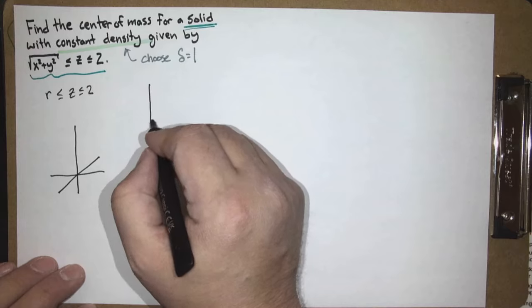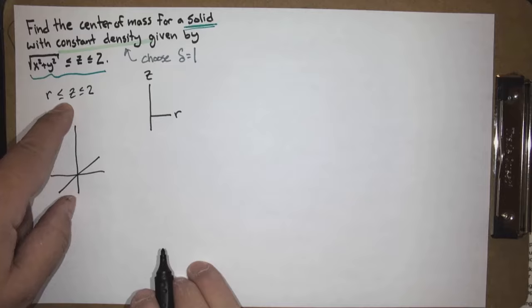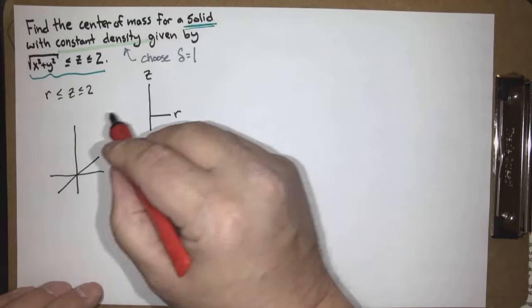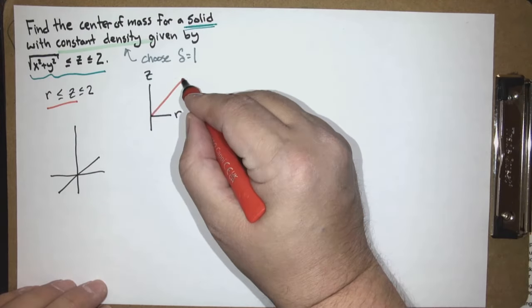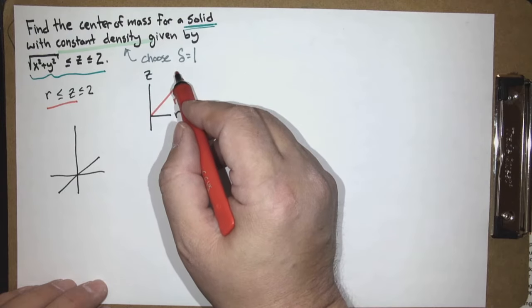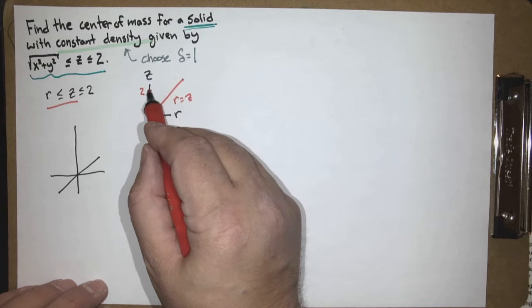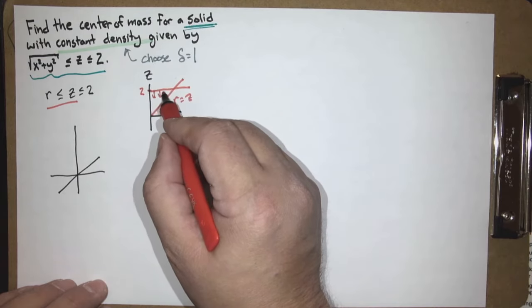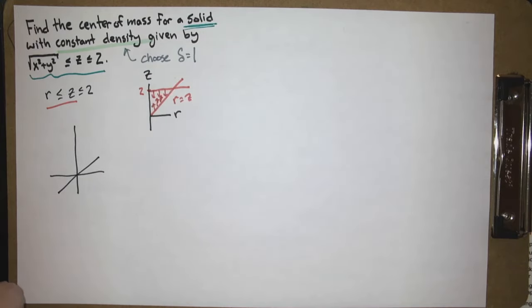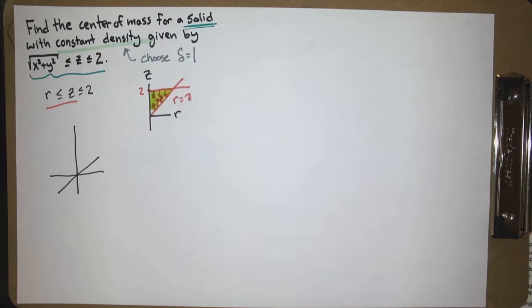Let's work in the RZ plane for a second. We're told r is less than or equal to z. So what should I sketch here? Well, start by saying r equals z. And we want r to be less than or equal to z, which means we're going up above this. What else do we know? z less than or equal to 2. So we're going down from here. What does that give us? Well, it gives us this triangle. Cool. Now that's in the RZ plane.